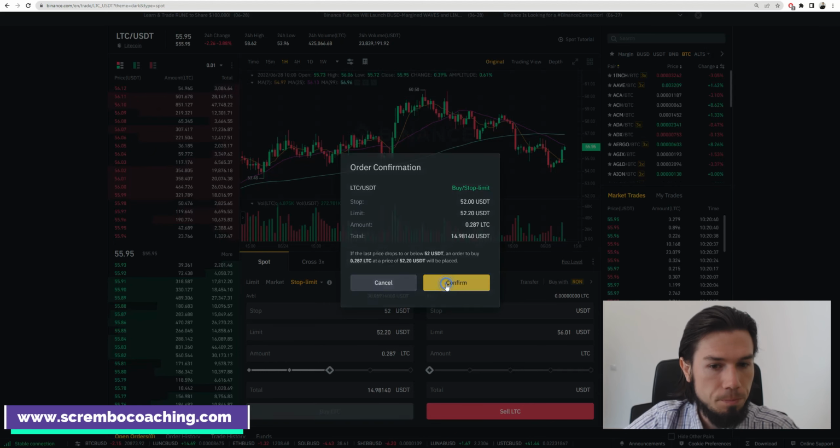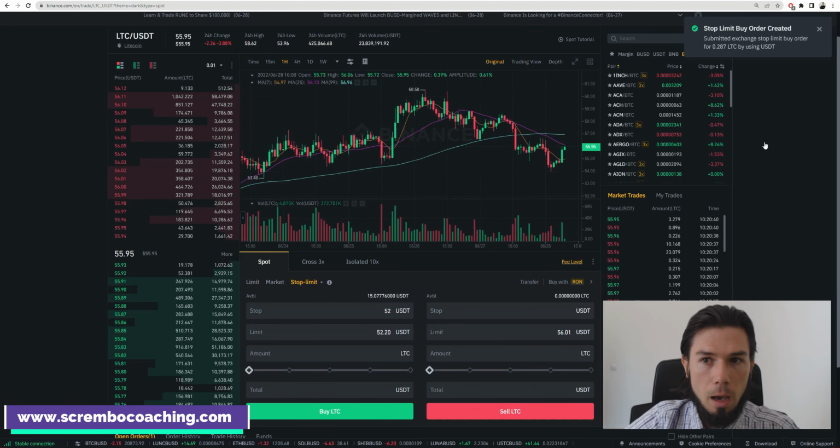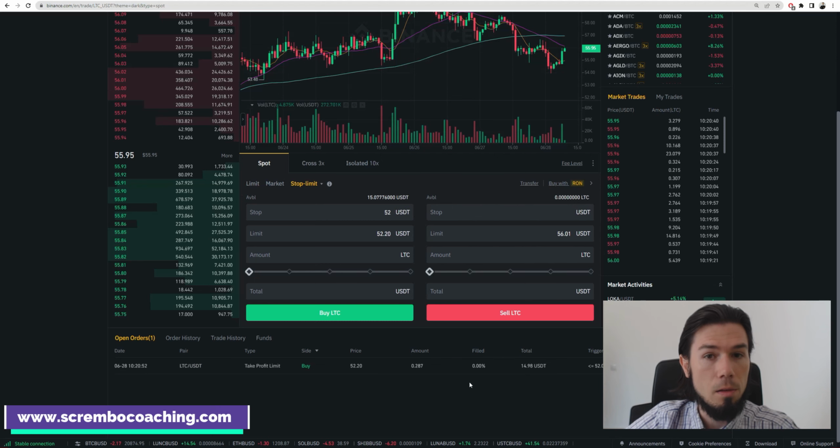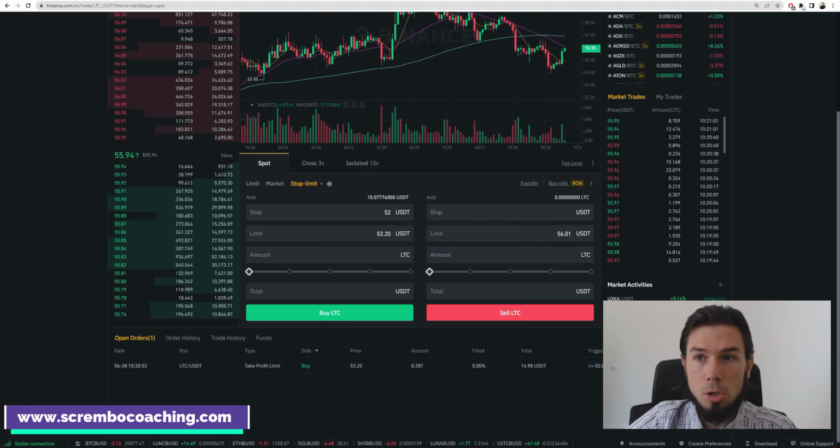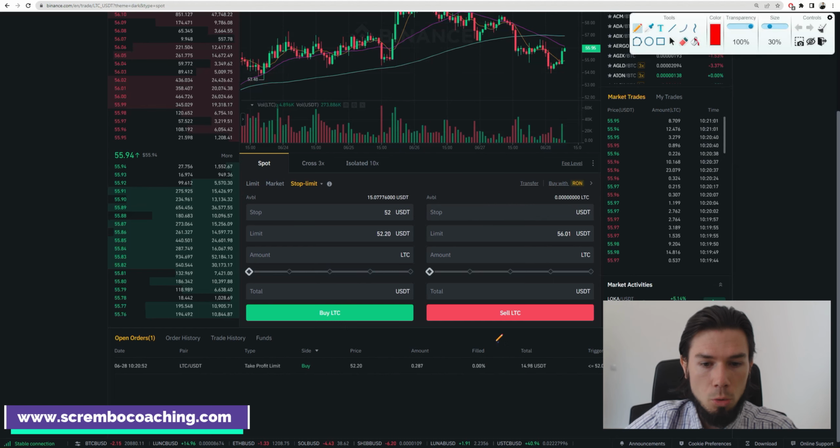Beautiful. So we just confirm. And it tells us that the stop limit buy order has been created. It appears in the open orders and it is waiting to be filled, right? I'm going to share with you a specific tool, filled. It says 0%, right? This is where it is going to appear once it's filled, with the amount of 0.287 Litecoin at the price of 52.20. That's what you're going to get, right?